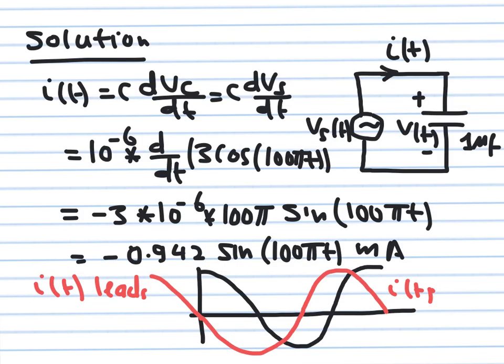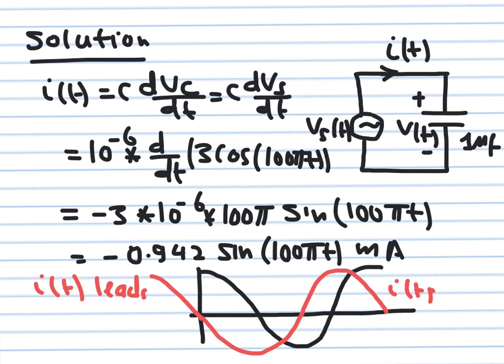Okay, you have a capacitor. You know the voltage across the capacitor, and you want to get the current through the capacitor. The relationship between the voltage and the current says i is equal to C dVc/dt. And remember, the current of the capacitor is always flowing through the capacitor from the positive terminal to the negative terminal. The capacitor voltage here is the same as the source voltage, and the source voltage is given to us. It is 3 cos(100πt).